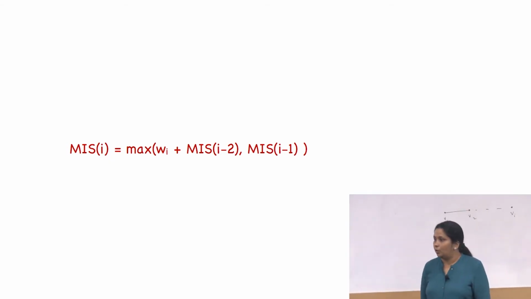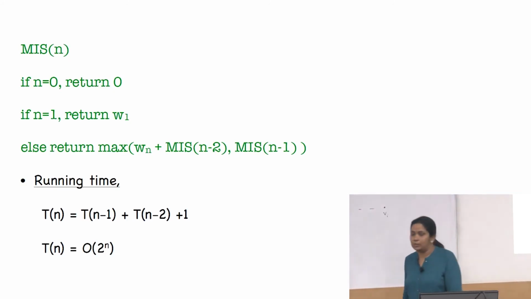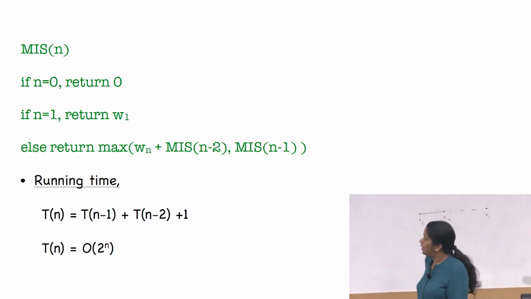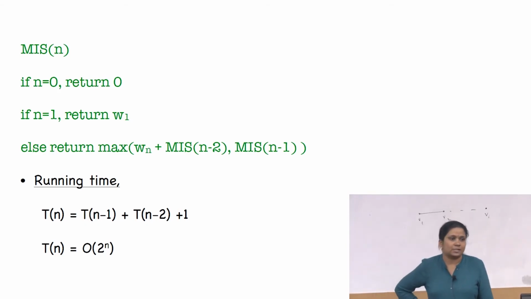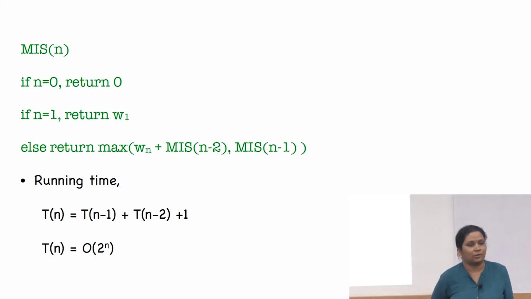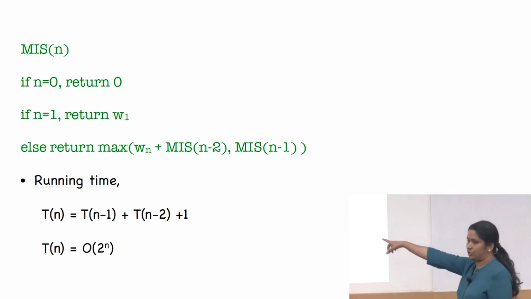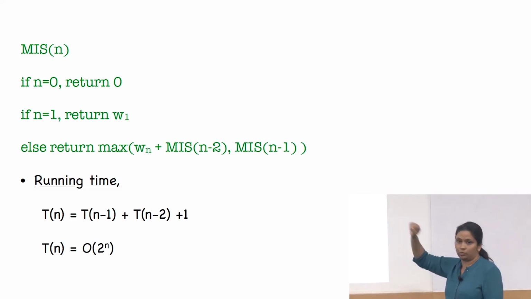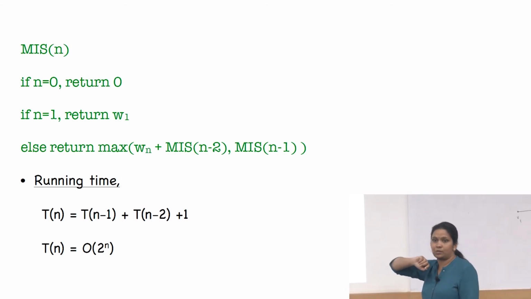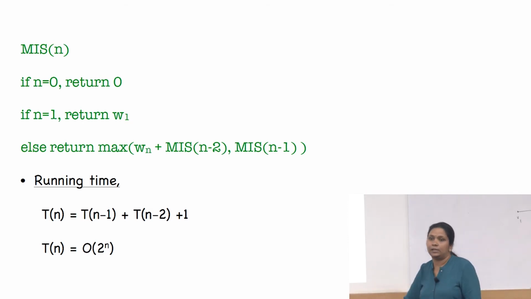If you know this, you know how to run the algorithm. For n equal to 0, use recursion, return 0. For n equal to 1, return W1. Otherwise, call the recursive functions. The problem is just after that. If you are writing this algorithm, what is the running time? T of n is T of n minus 1, since you are recursively calling MIS of n minus 1 and MIS of n minus 2, so T of n minus 1 plus T of n minus 2 plus 1. The running time is 2 power n.